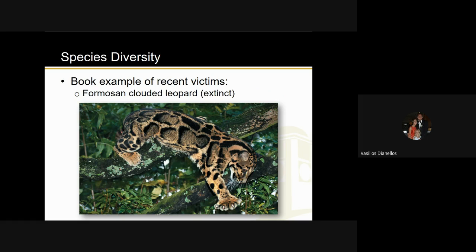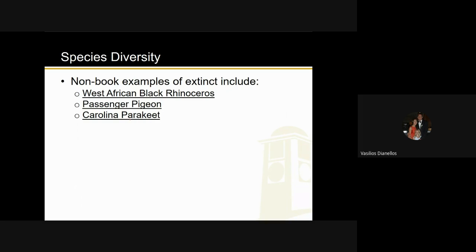The clouded leopard at the time of publication was thought to be extinct, and I left it in here, but someone has found some. So it turns out they're not extinct. Then there are some non-book examples that I looked up. West African black rhinos have recently gone extinct. Passenger pigeons, which are from the United States. Carolina parakeets, which are also from the United States.